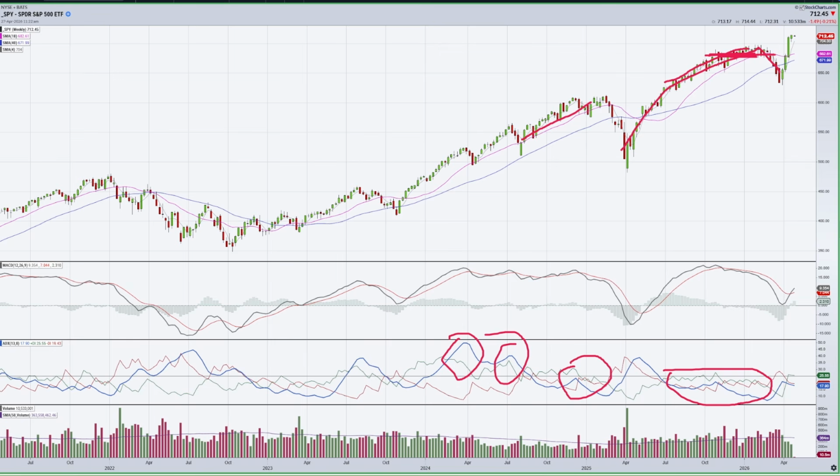We want to be really careful here. Buying puts in the market or hedging the portfolio in some way, shape, or form is the strategy I teach my subscribers, and that is how I would go about using ADX, both strong and weak.